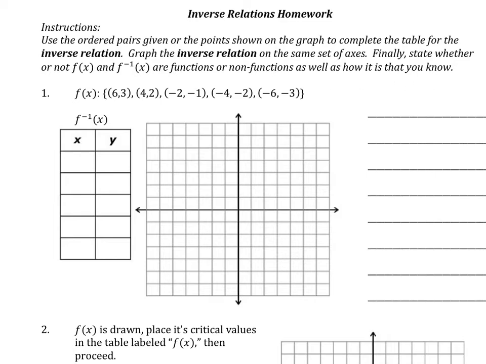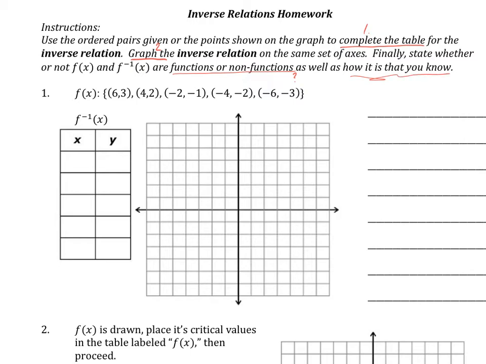So there are a few things you have to do here. One, you're going to use the ordered pairs to complete the table. So there's the first thing, make sure you complete the table. Then you have to graph it. Then you have to state whether or not they are functions. And make sure you include how you know. How do you know that?